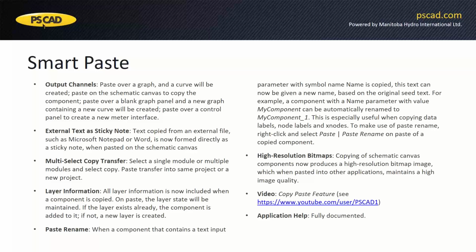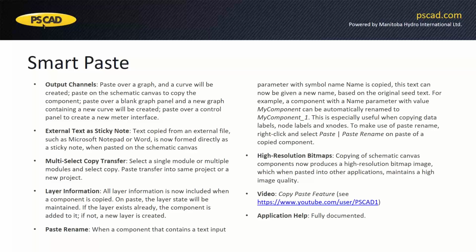You can also copy external text and paste it directly, and it will create a sticky note for you on the canvas. Layer information is now included when everything is copied. If you're copying to a new case and the layer doesn't exist, the new layer will be created for you. Images are now copied as high resolution bitmaps, and you can control in the external file, say Word, how you want it pasted.